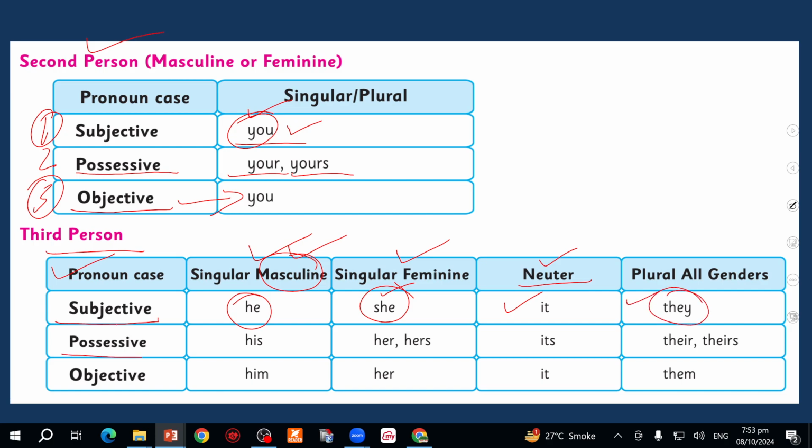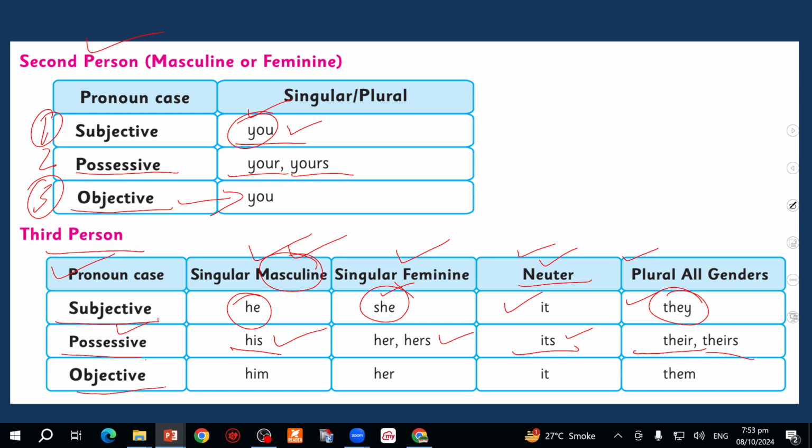So for the possessive case, showing possession, like that book is his. For male, we are going to use his in the third person. For female, her or hers. For neutrals, we are going to use its. And for plurals of all genders, we are going to use their and theirs.